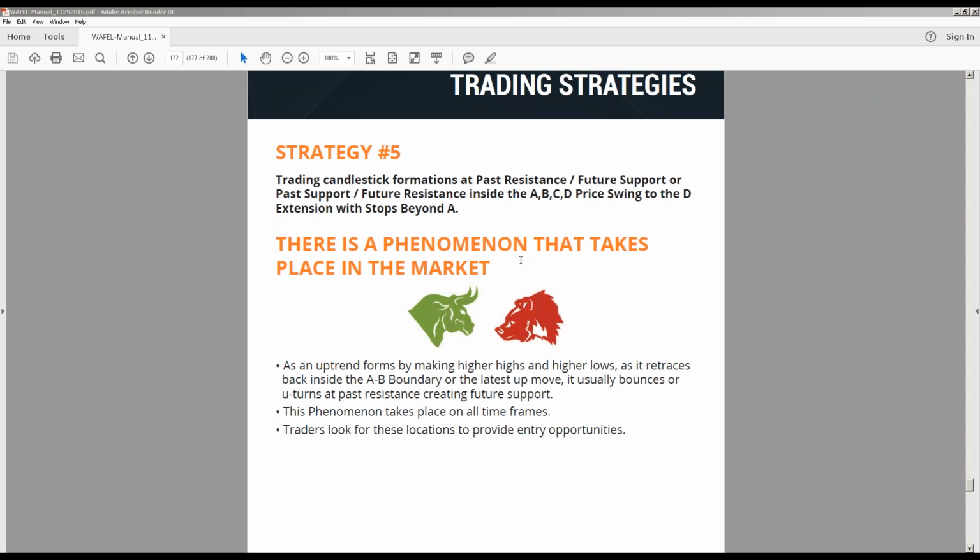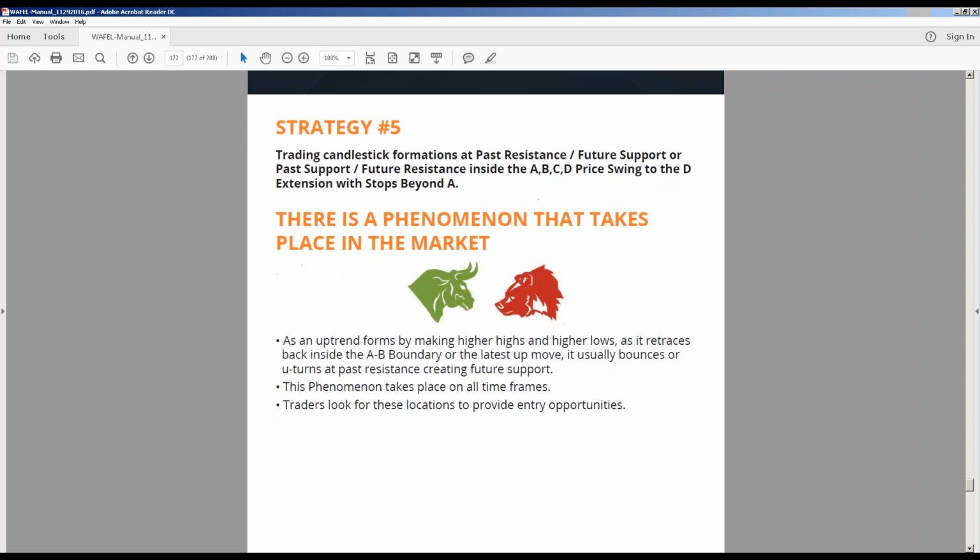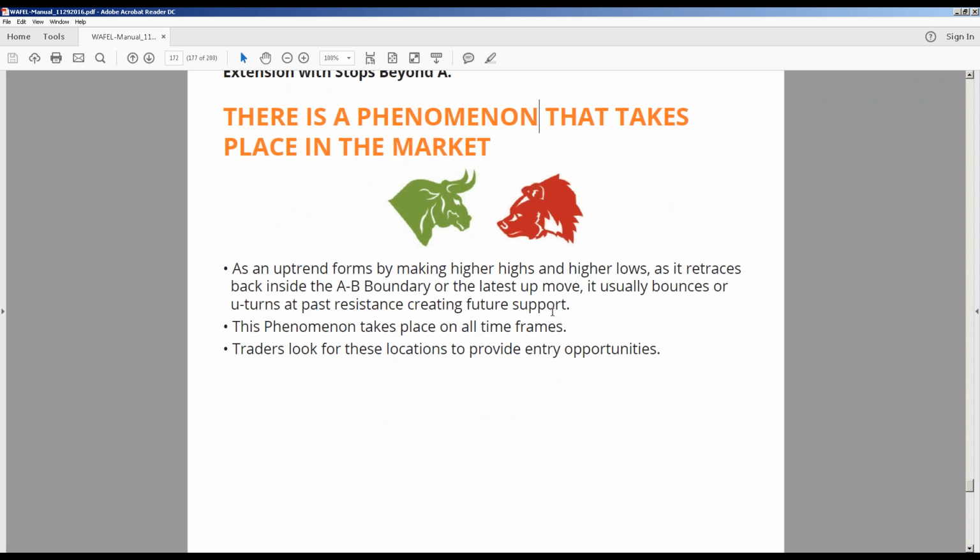Now, there's a phenomenon that takes place in the market. As an uptrend forms by making higher highs and higher lows, as it retraces back inside the AB boundary or the latest up move, it usually bounces or U-turns at past resistance, creating future support. This phenomenon takes place on all time frames, and traders look for these locations to provide entry opportunities.